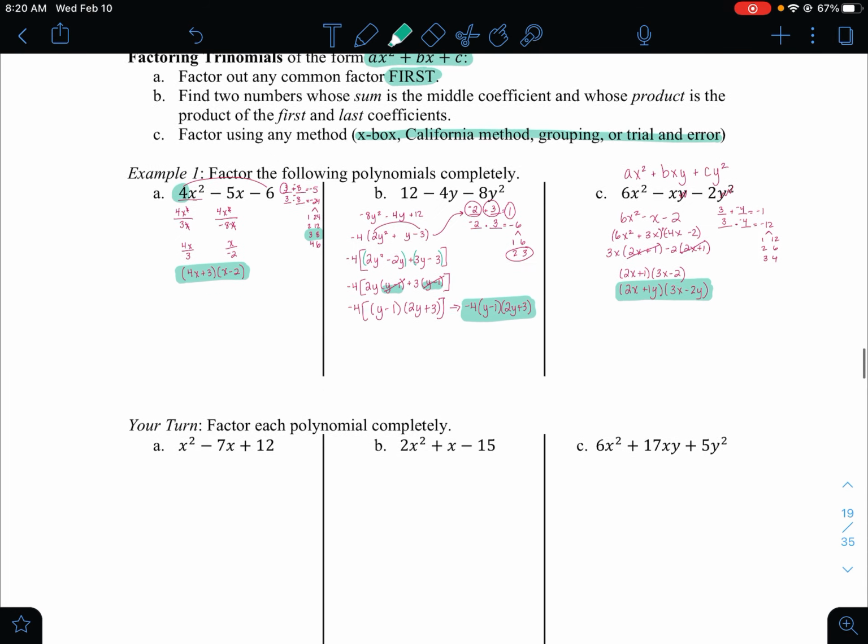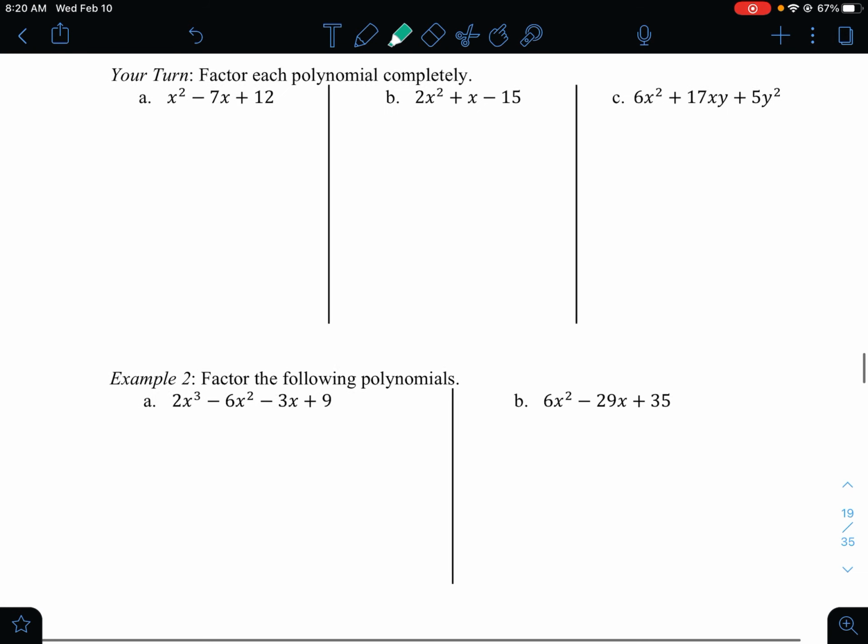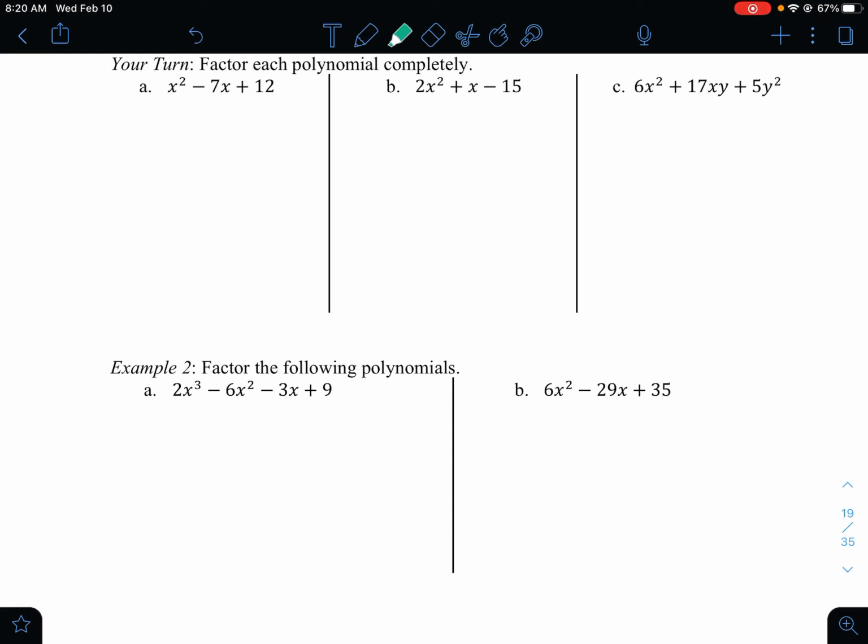And really, we have two more examples, but they're all going to be the same. Because in example 2a, we're just factoring by grouping. And in example 2b, we're just factoring using any method you want to. So I'm just going to go ahead and write these down. That way if you want to practice them, you can. Well, we'll go through and do this one.